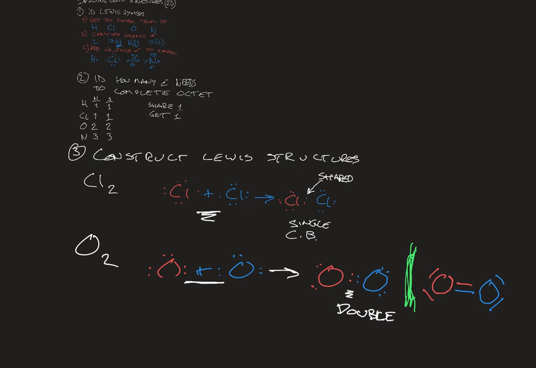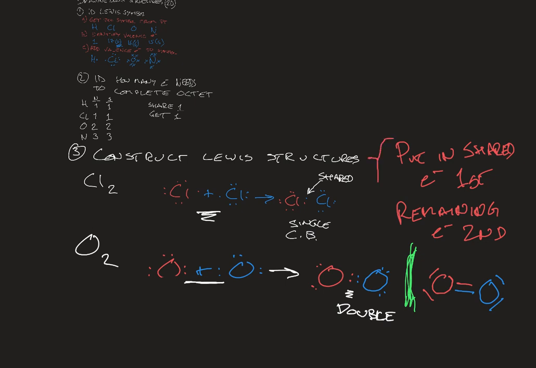Okay, so we're going to construct the Lewis structures, and I'm just going to modify this by saying that we're going to put in the shared electrons first, and then after you've done that, add the remaining electrons afterwards. Okay, and this is just going to be encompassed within constructing this. So I'm going to do one more.